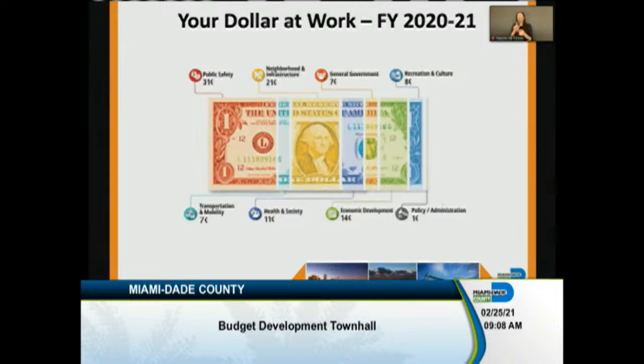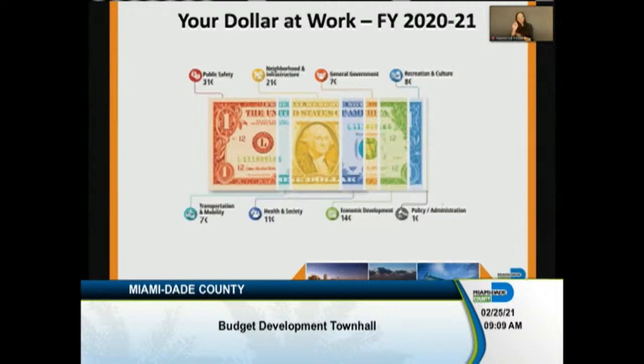Out of every dollar the county receives, this is how it is directed to services. Public safety receives 31 cents. Neighborhood and infrastructure receives 21 cents. Economic development receives 14. Health and society receives 11 cents. Recreation and culture receives 8 cents. Transportation and mobility receives 7 cents. General government receives 7 cents, and policy administration receives 1.